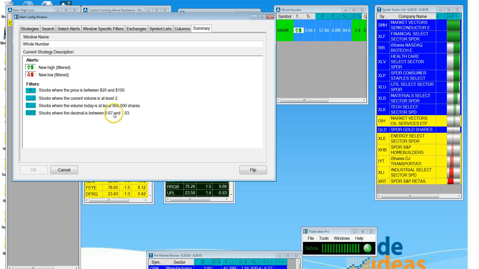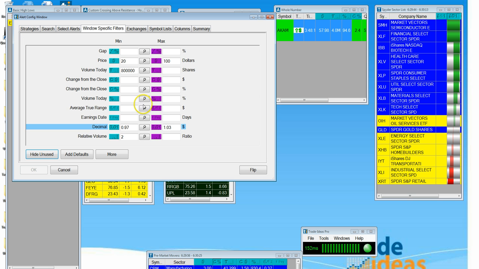And then this is the decimal filter, what we call the decimal filter. This is the one that is going to basically only look at stocks that are, say, 22.97 to 23.03. So in other words, 3 cents either below the whole number or 3 cents above the whole number. Now, if I'm not getting very many, then I could expand that. Let me just click on it, and you see it comes up here, and I could just make the change.